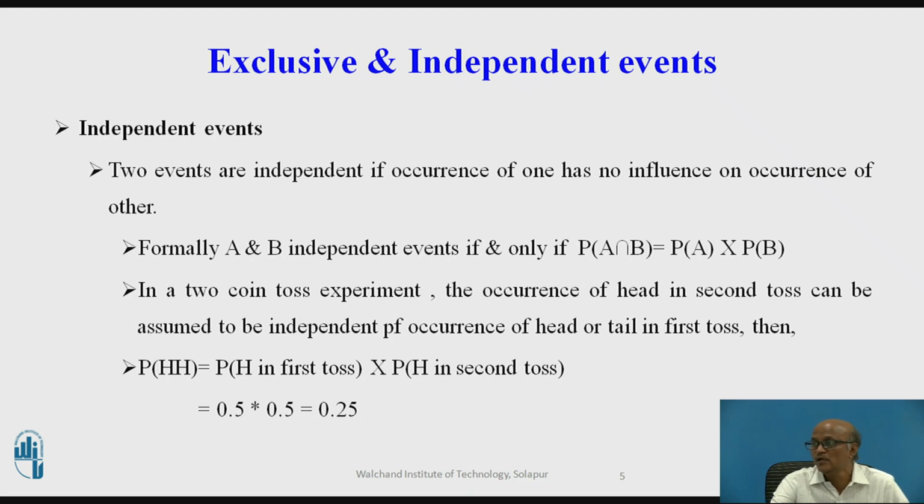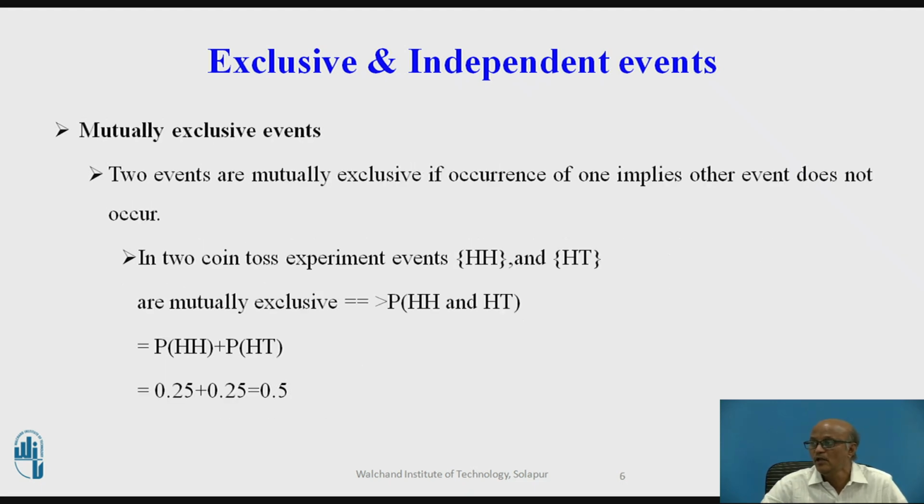Now let us see what is a mutually exclusive event. These are events that exclude each other, which means that if event A has occurred, that implies B has not occurred. Then A and B are called mutually exclusive events: the occurrence of one excludes the other.